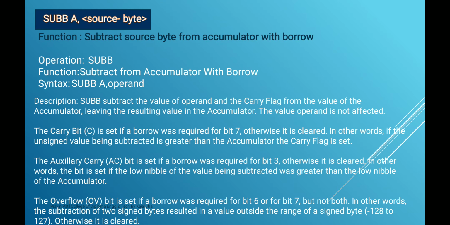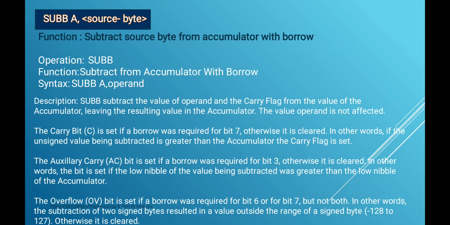After that, SUBB A, source byte. SUBB is the operation, and this is the syntax: SUBB A, source byte. The function is to subtract the source byte from the accumulator with borrow. In addition, carry is generated, but in subtraction, borrow is generated. Operation: SUBB. Function: subtract from accumulator with borrow.